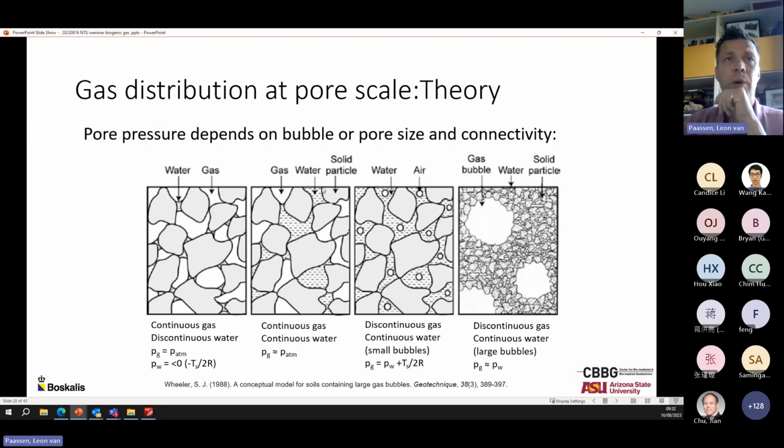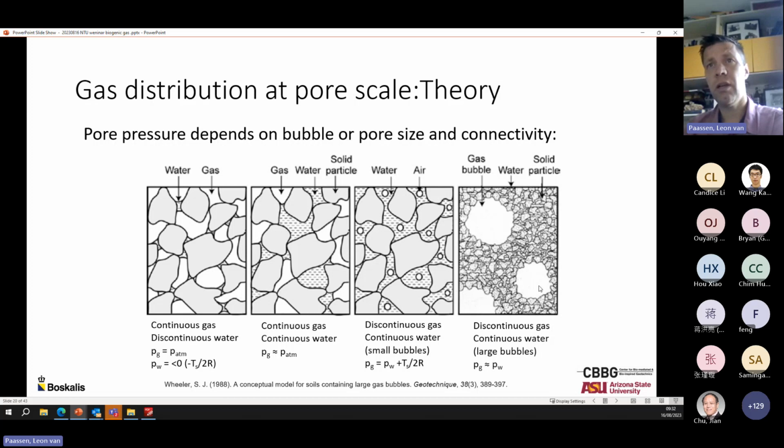We can have a case where we have both continuous water and continuous gas. Even here, the gas pressure is still atmospheric. But in many cases, we actually have a discontinuous gas phase, where the gas is entrapped or enclosed fully by water. In this case, we have relatively small bubbles, and the gas pressure can be calculated as the water pressure plus the capillary pressure. So here the gas pressure is higher. Here the gas pressure is also higher, but the water pressure becomes negative. And in this case, the water pressure is positive, but the gas pressure is higher, with the difference being the capillary pressure.